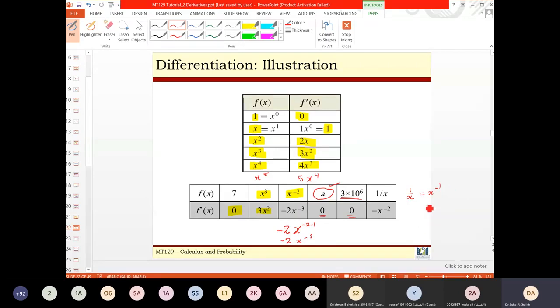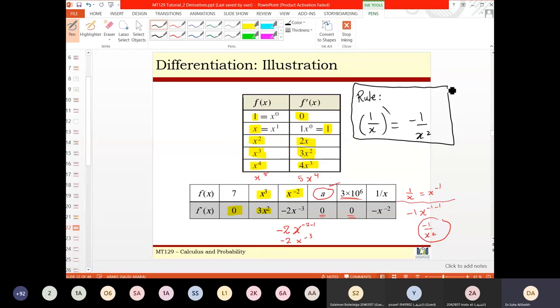And the derivative of x to the power minus 1 is minus 1 times x to the power minus 1 minus 1. This is minus 1 over x squared. By the way, this is one of the important rules. Add it to the rules, we are going to use it a lot. The derivative of 1 over x is minus 1 over x squared. This is one of the important rules that we use a lot. So add it to the rules. Minus 1 over x squared, and this is how we do it.